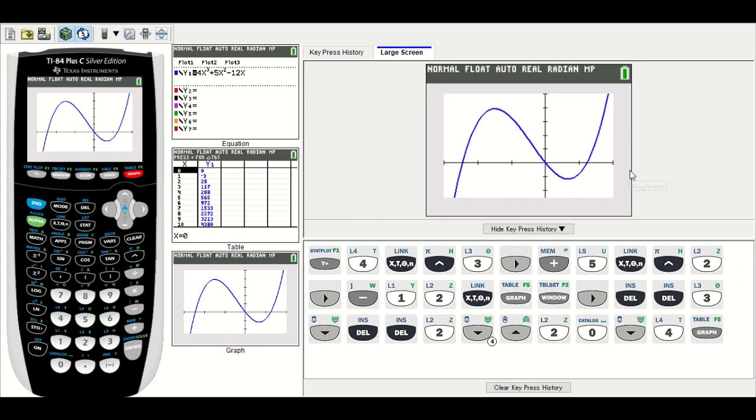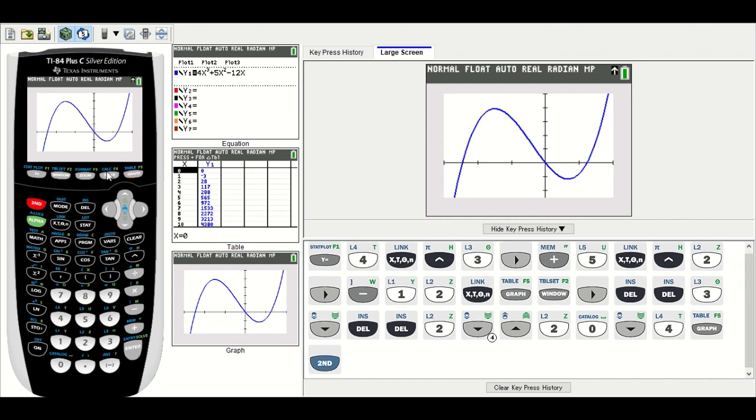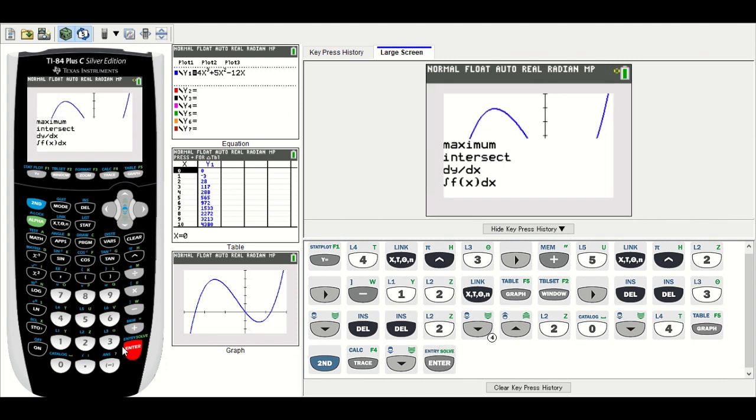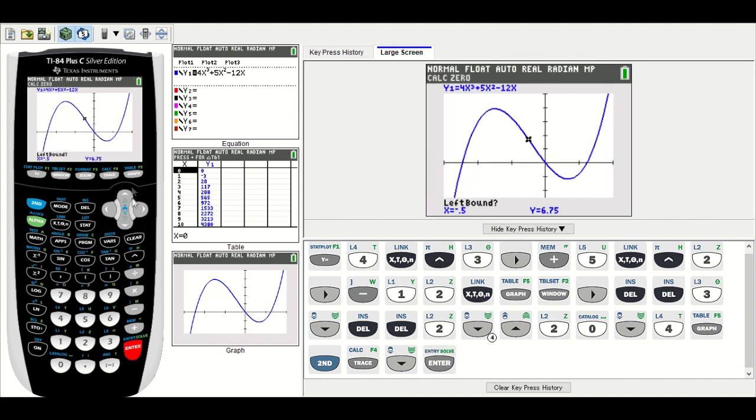And by doing that, we have to hit the calculate menu by pressing second and trace. So let's select the number 2, which is zero, by pressing the arrow down key and enter. Or we can also directly press the number 2. Alright, now let us begin finding the zeros.